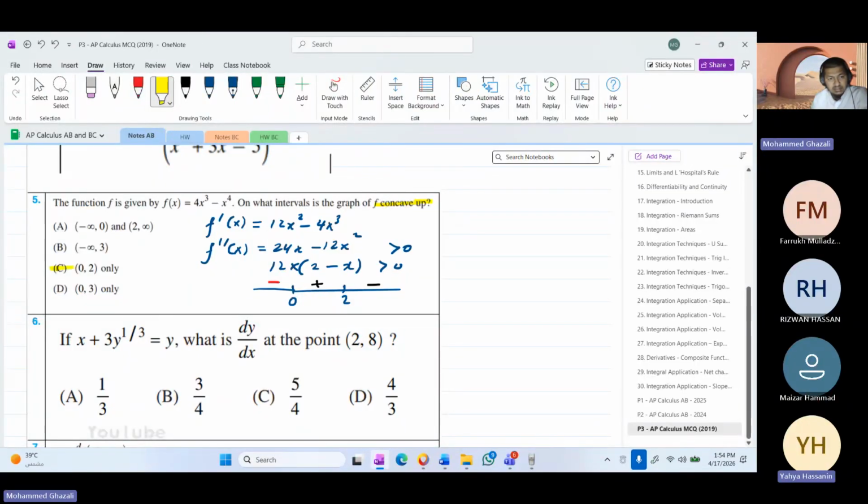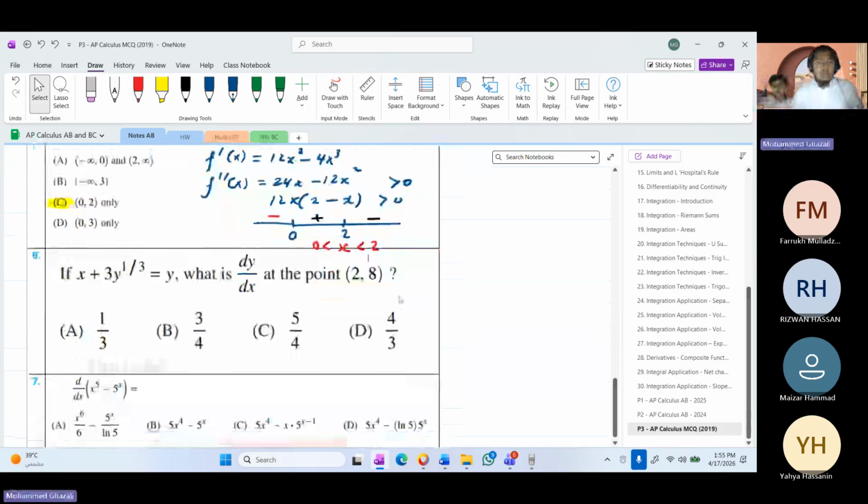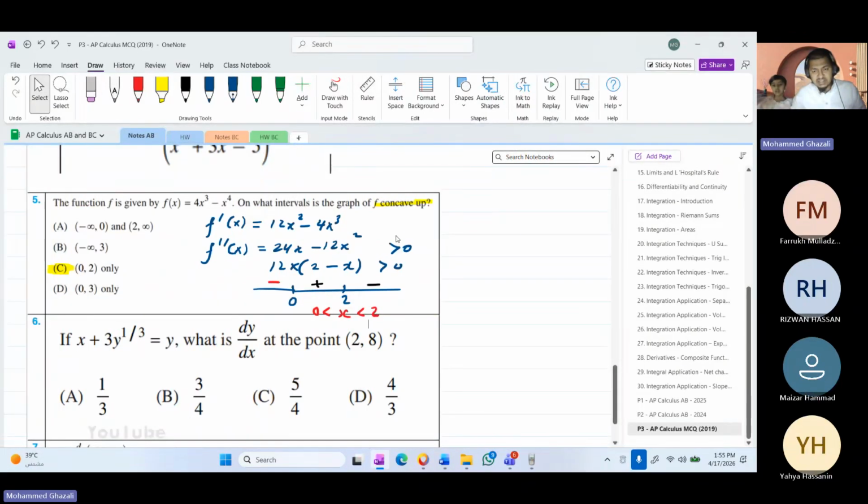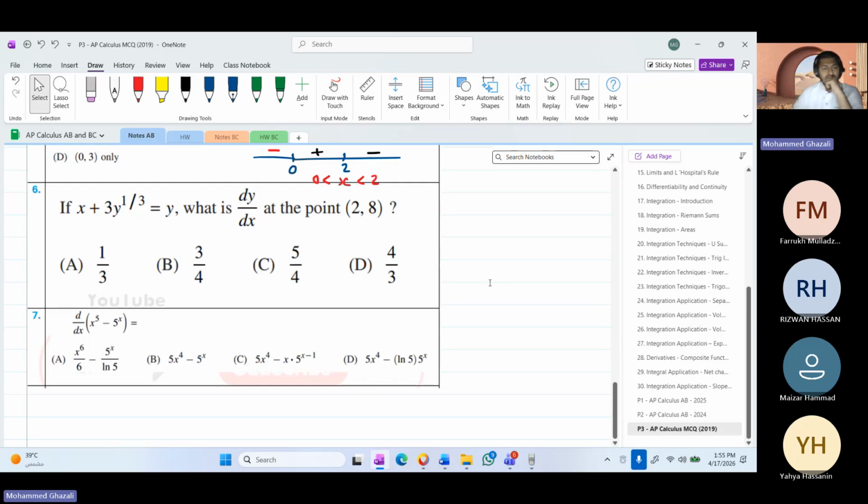C. Yes, it must be round brackets. Braces must be round. So the answer is between 0 and 2. It is concave up. Excellent. Concave down will be less than 0, and inflection point will be equal to 0. Inflection points are at 0 and 2. Okay? Excellent. Let's look at question 6.